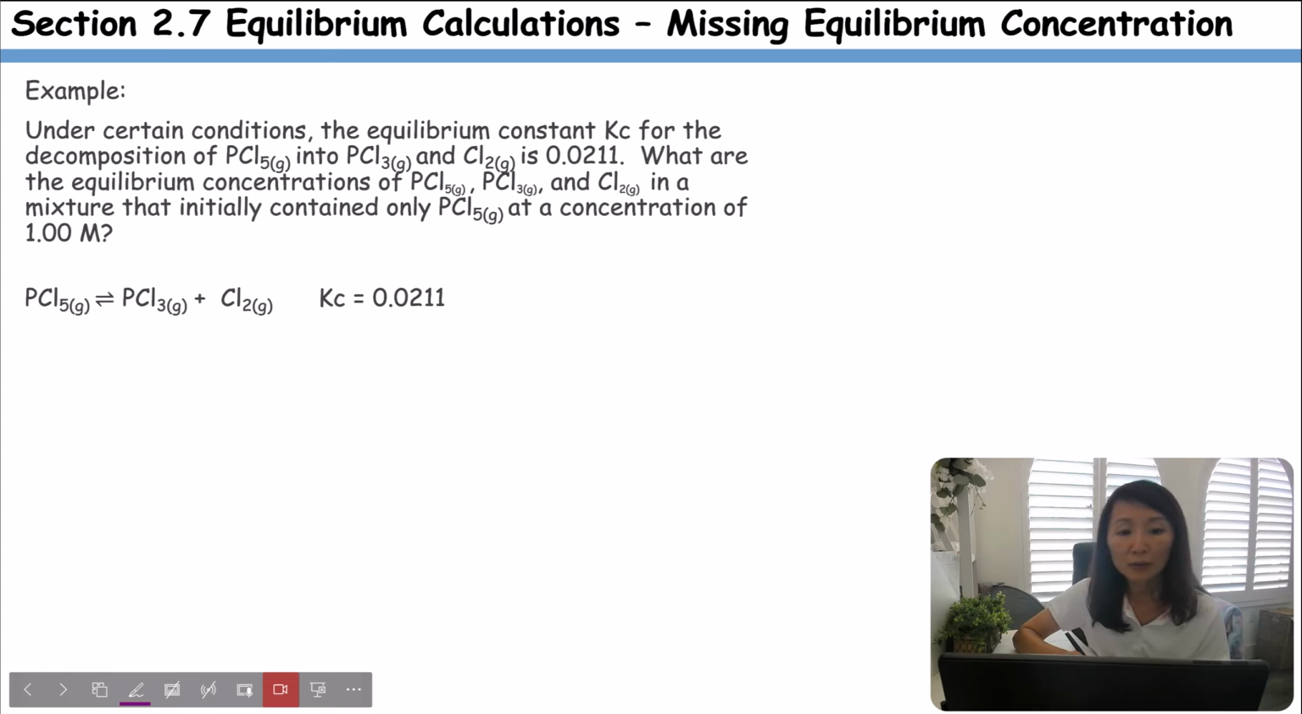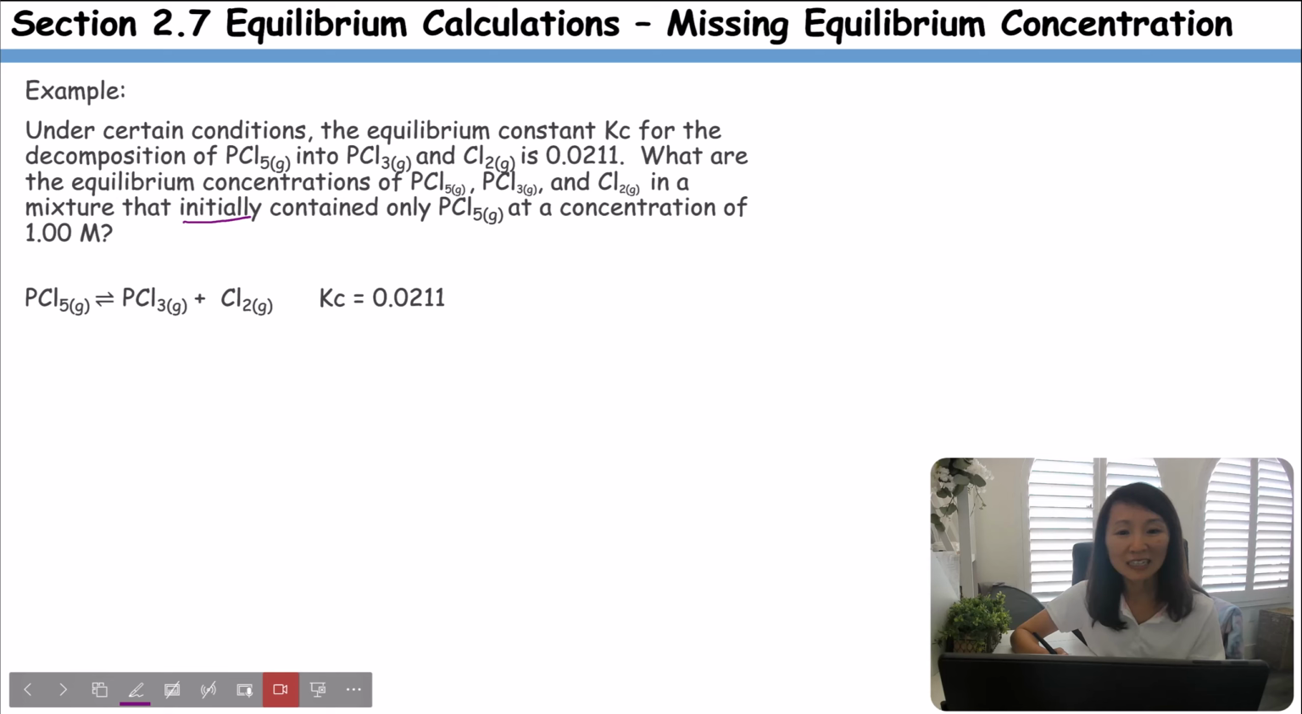If you see the word initially within the problem itself, you might want to think about utilizing the ICE table, or the initial, change, and equilibrium concentration table. So let's dive into this particular example as we solve this problem. Brace yourself, make sure your calculator is ready, because it will be quite a long calculation.